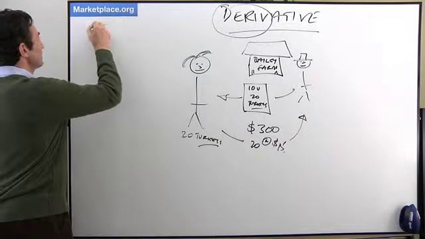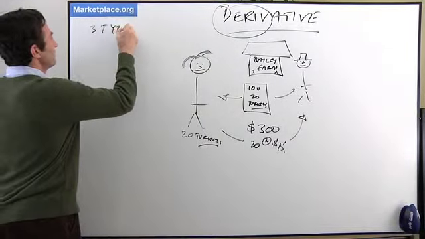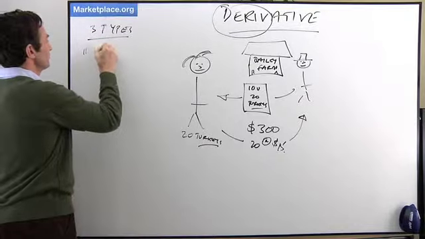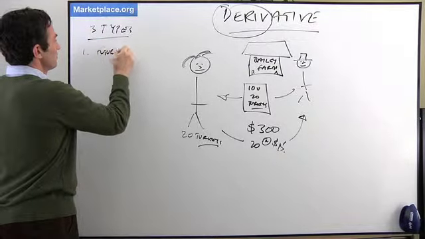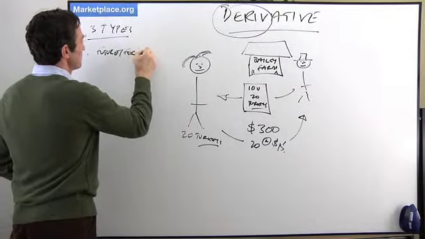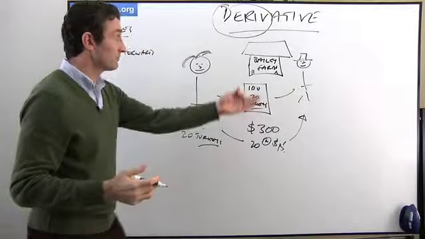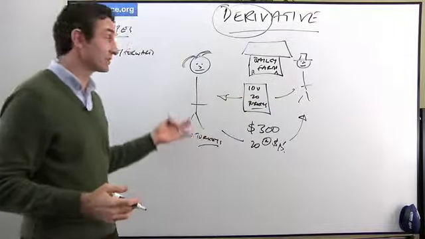So this is the first of three types really of derivative, which is the future or forward. Because in the future, Mr. Bailey will be delivering 20 turkeys to Terry.